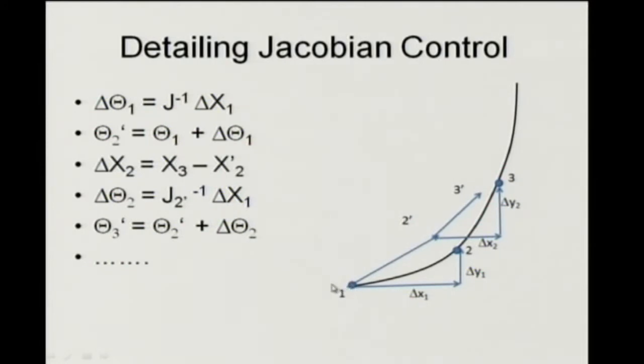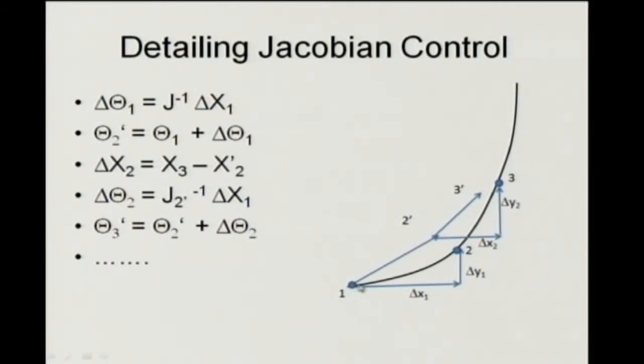Now, suppose I have decided on going along this path, and then I have discretized and I have picked up point 1, point 2 and point 3. Well, there will be more points, point 4 and point 5 along this path. And let us say that we somehow are at point 1 right now, because we have done Jacobian control and we have converged.